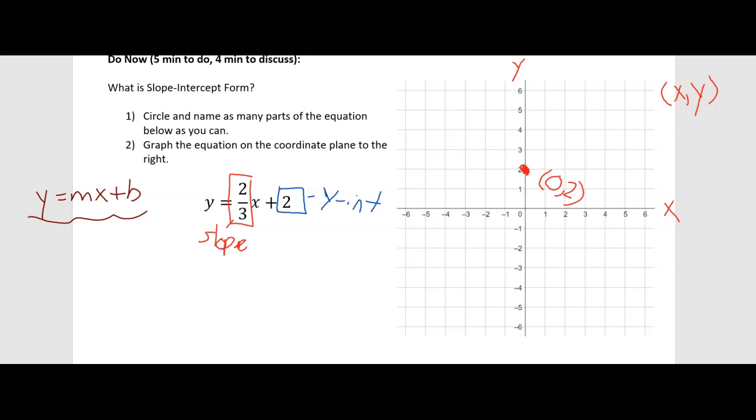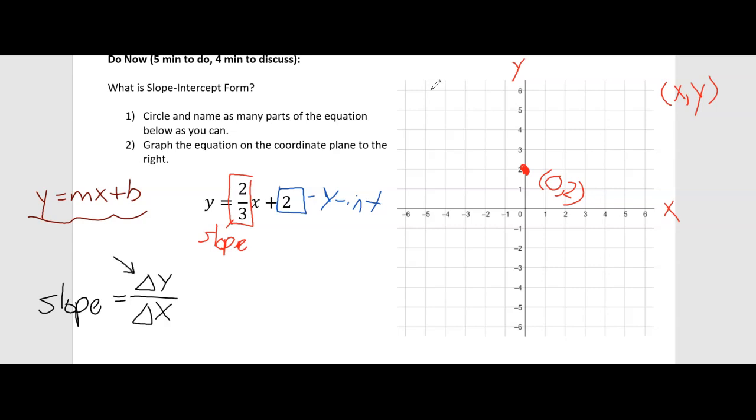Now we have to come up with another point. Now, there's a couple different ways we can do this. My guess is that you would have counted the blocks. Maybe you've heard of rise over run. That's the terminology that a lot of teachers use when we're talking about slope. However, I don't think it's the best terminology to use. So from this point forward, we're not going to think of slope as rise over run. We're going to think of slope as change in y over change in x.